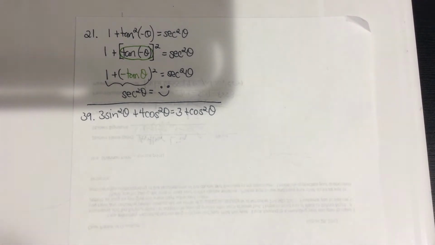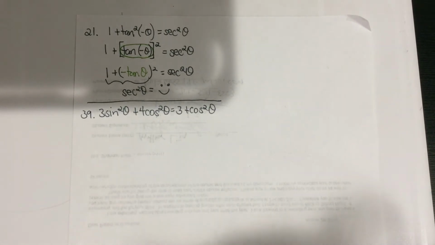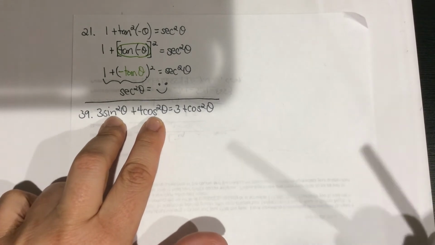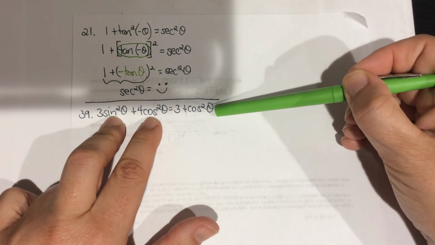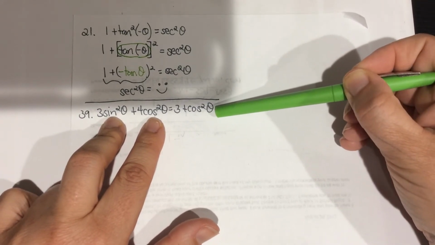Let me make sure I wrote that down correctly because I am distracted. Okay, I need to pick a side. I'm going to pick the more complicated side. This has two trig functions, so that looks more complicated to me. I need to keep my eye on the ball. What I mean by that is this is what I want. This is my goal. I want to hit this, right?